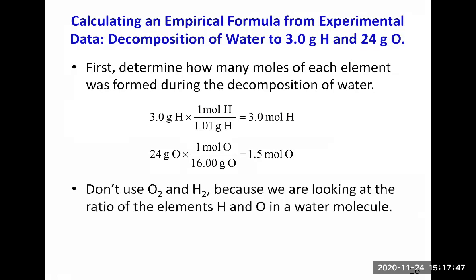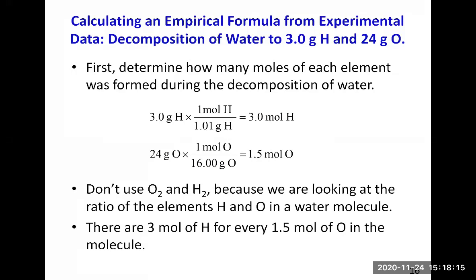Here, notice how we don't use O2 or H2, even though when you're decomposing water, that's what you're forming. You're forming the diatomic molecules, oxygen gas and hydrogen gas. But we are looking for the ratios of the elements, hydrogen and oxygen, so just single atoms here. So that's why you use the molar mass of a single atom, of a single element, I mean. So here there are 3 moles of hydrogen for every 1.5 moles of oxygen in this molecule.